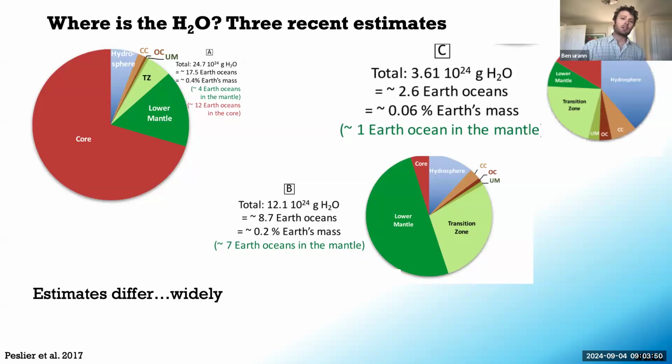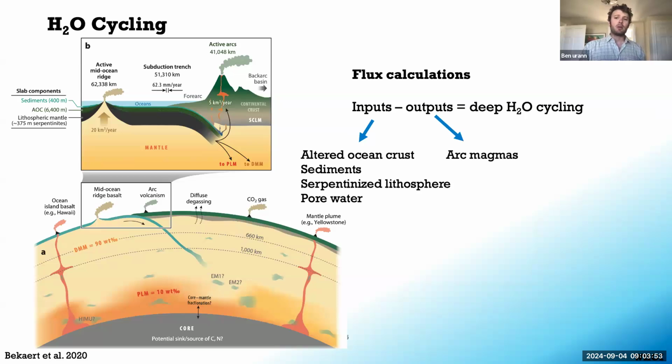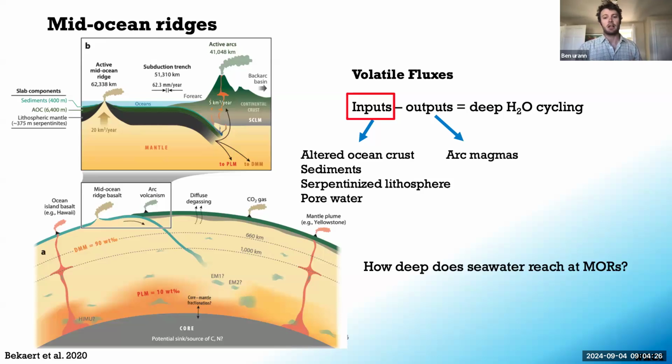And so when it comes to water cycling in the Earth system, if we zoom into subduction zones, we can see that the transfer of water between surface reservoirs and the mantle really comes down to a mass balance between what goes in, that is altered oceanic crust, sediments, pore waters, and serpentinized lithosphere, and then what comes out, which is typically in the form of arc magmatism or dewatering in the frontal arc. And so, this is really critical stuff. And so today I'm going to be focusing on what are the inputs to these processes. How much water is actually in these systems, and how much water is being gained at mid-ocean ridges.